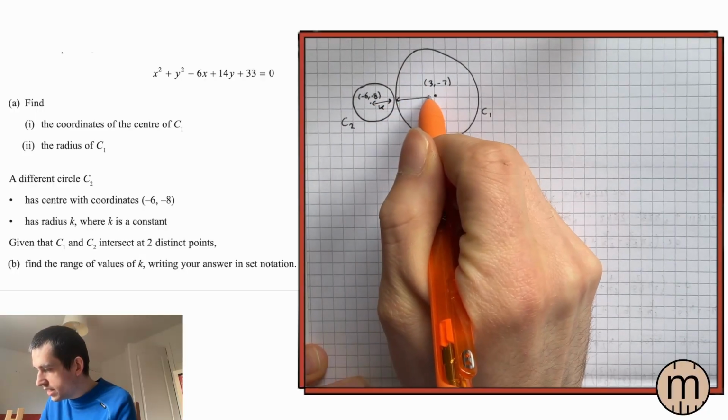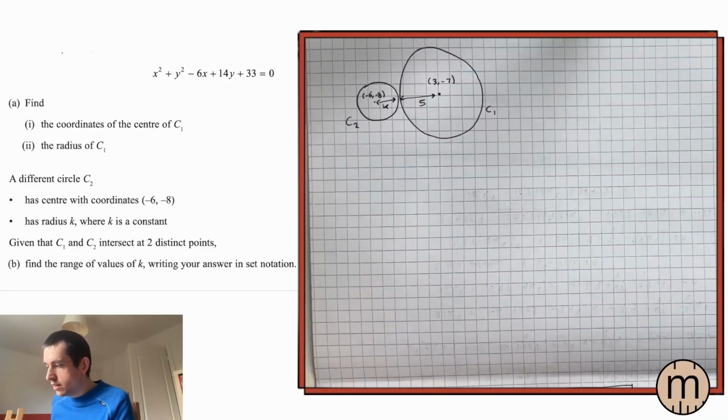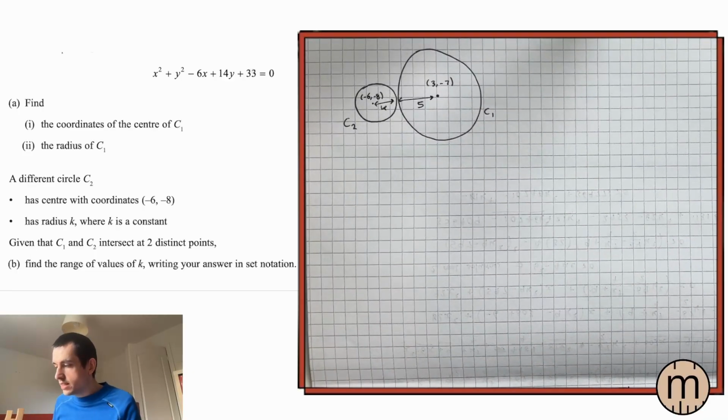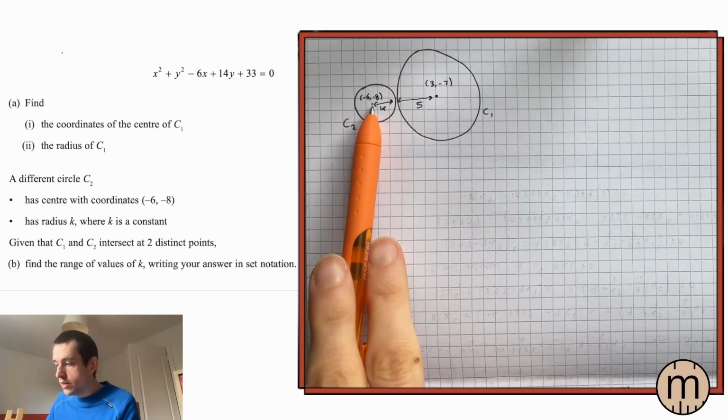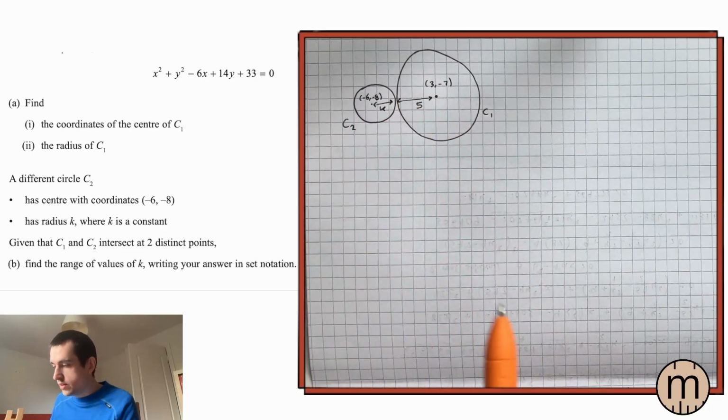And we know that the radius here is going to be 5. And what we want is that k is going to be small enough such that it doesn't overlap with the 5. What we could do is we could find the total distance from the centre of circle 2 to the centre of circle 1.